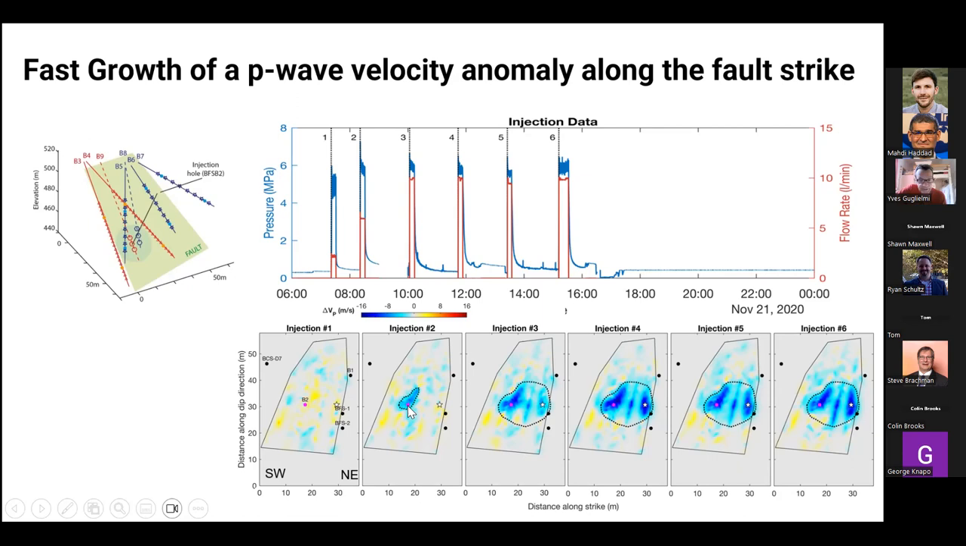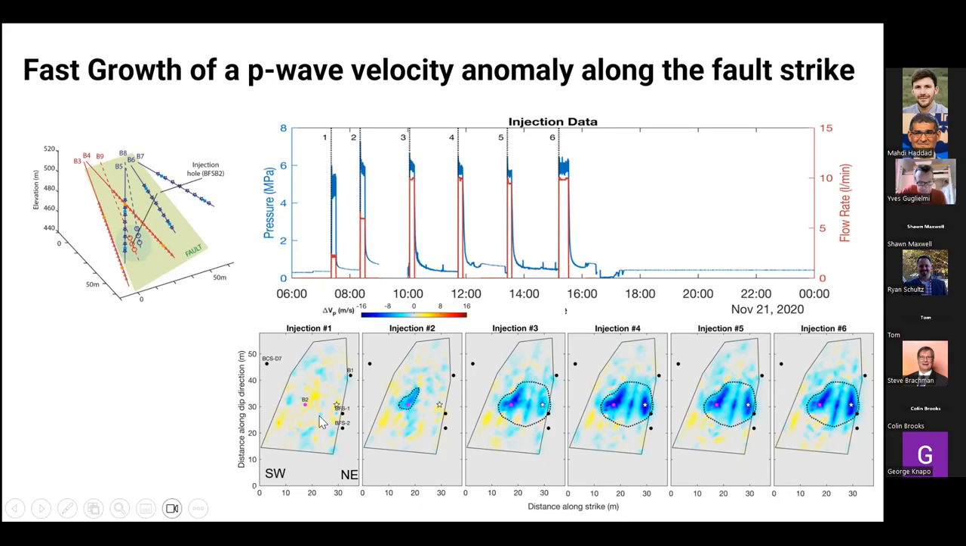So the red point is the injection point. If you go to the upper left, the injection point is that inclined borehole, and you see the magenta, the greenish, I would say, plane corresponds to a schematic view of the fault plane. And what we're seeing in the image is a front view of the fault plane, okay?